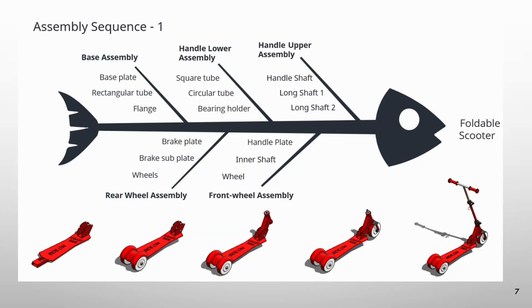In assembly sequence 1, we begin with the base assembly. Then the rear wheel assembly is added with brake and wheels. The handle lower assembly is then attached, followed by the front wheel assembly with wheels. Next, the handle upper assembly is inserted and fastened. All fasteners and standard parts are assembled and torqued as required in the process.